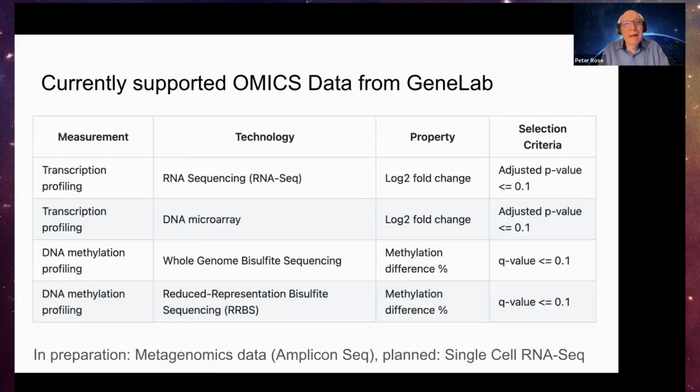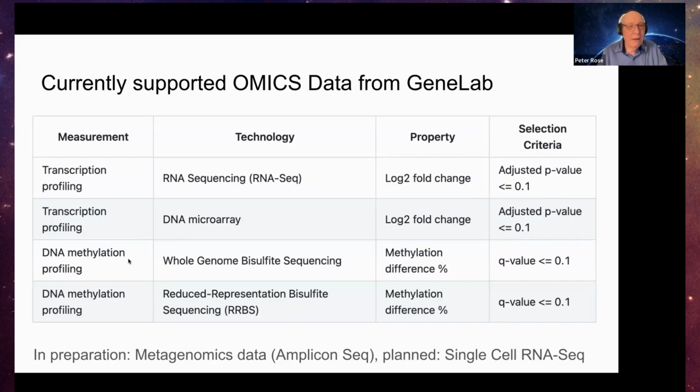So these are the data that are currently supported in this knowledge graph: transcriptional profiling, data coming from RNA sequencing and DNA microarrays. Those are the properties we measure, like log2 fold changes. And we only include data that are statistically significant. So we have some selection criteria for what kind of data we incorporate into this knowledge graph.